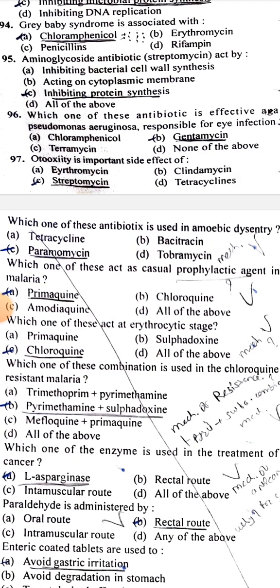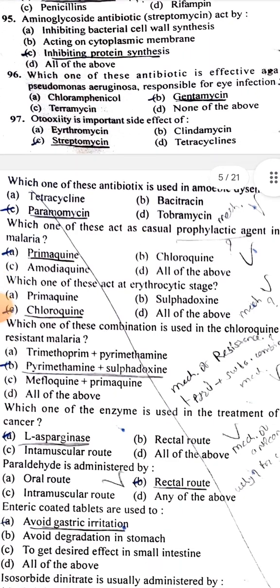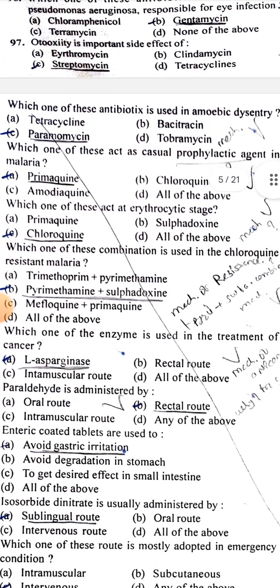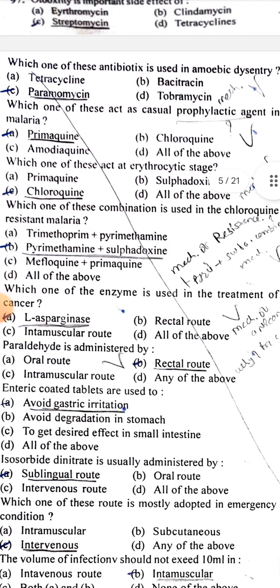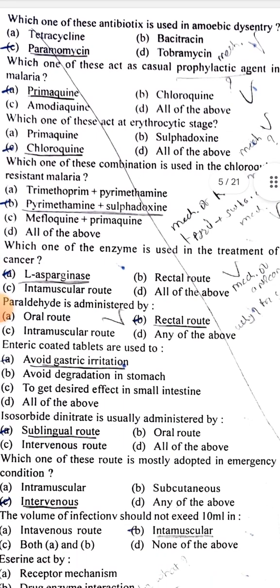That is paromomycin. Which one of these acts as causal prophylactic agent in malaria? Primaquine. Which one of these acts on the erythrocytic stage? Chloroquine. Which one of these combinations is used in chloroquine resistant malaria? That is pyrimethamine and sulfadoxine. Which one of these enzymes is used in the treatment of cancer? L-asparaginase. Paraldehyde is administered by rectal route.